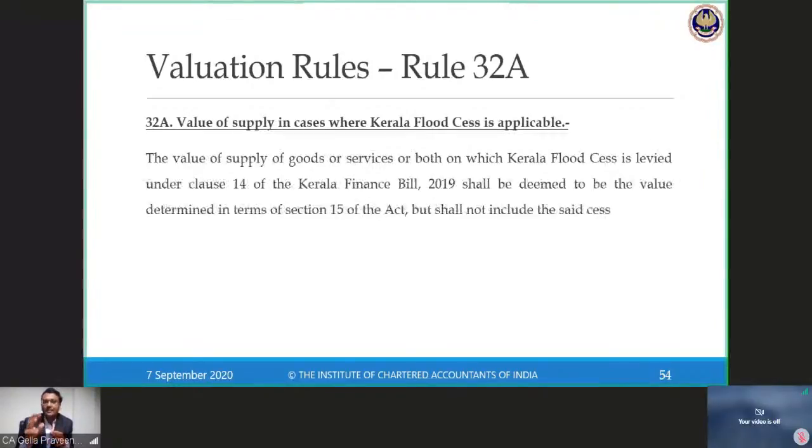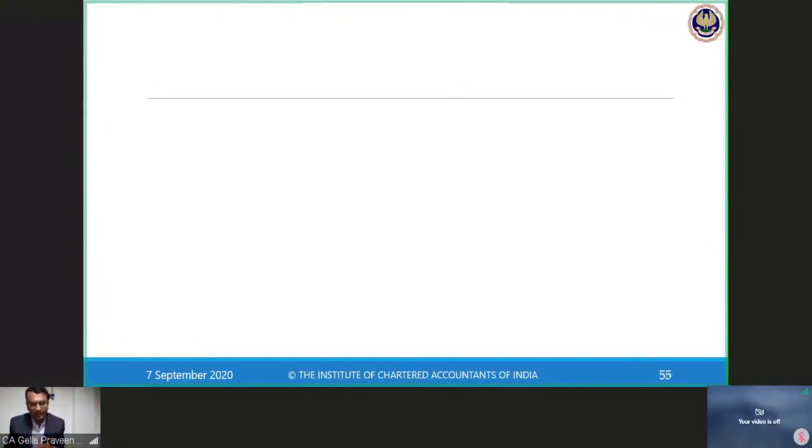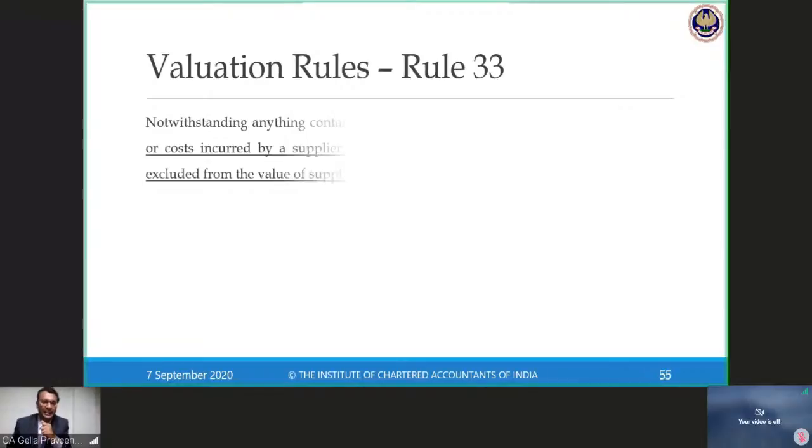In simple terms, they say it is the value determined as per Section 15. All the transactions we have talked about till now, Section 15 read with your rules, whatever you have determined as value of supply, that shall be the value of supply for the purpose of levy of the cess. That is the clarity they have given.